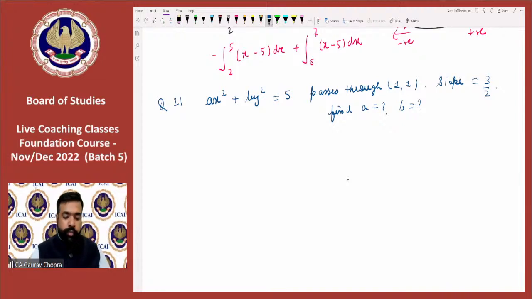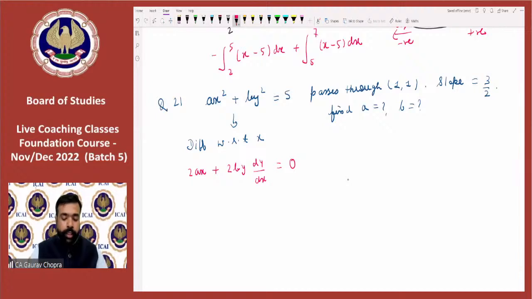So first step is what we can do, since slope is given, that means dy by dx is given, so we can differentiate first. So differentiating with respect to x. Ax square will become 2ax plus by square will become 2by and then dy by dx. And now this is equal to 0 because differentiation of 5 is equal to 0.